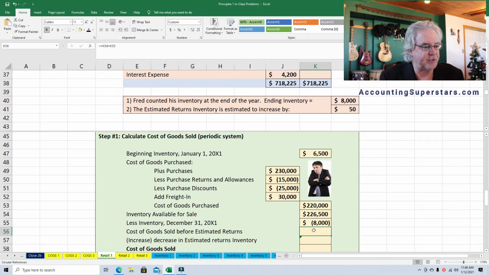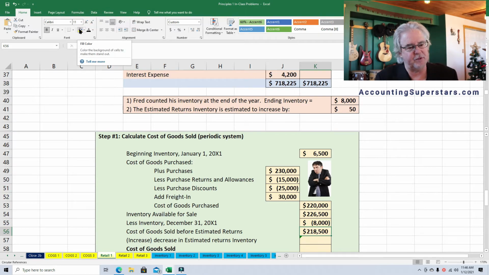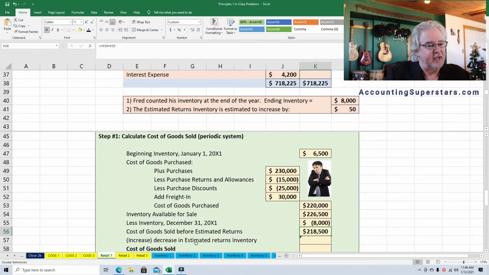Cost of goods sold before estimated returns. So all we're going to do is take our inventory available for sale, minus away our ending inventory. I had to think there for a minute what I was doing. All right. And then the increase or decrease in estimated inventory returns.